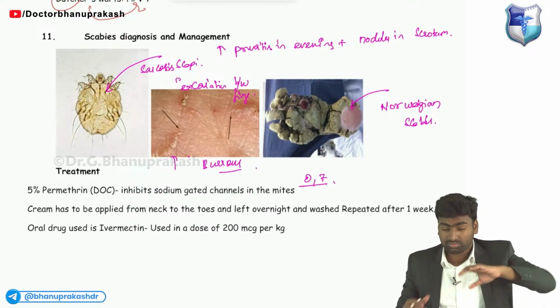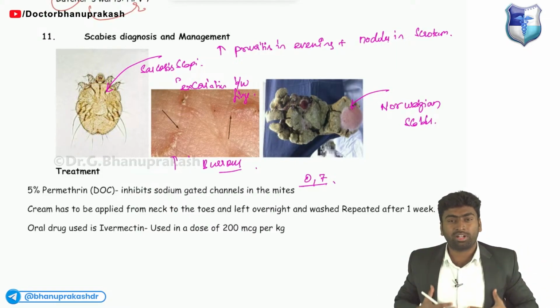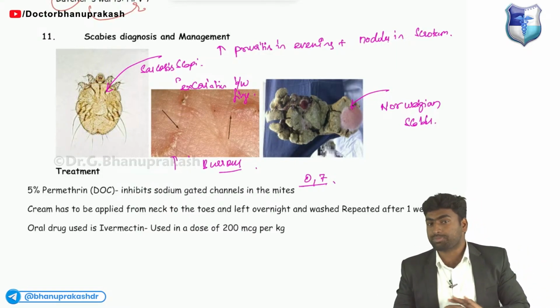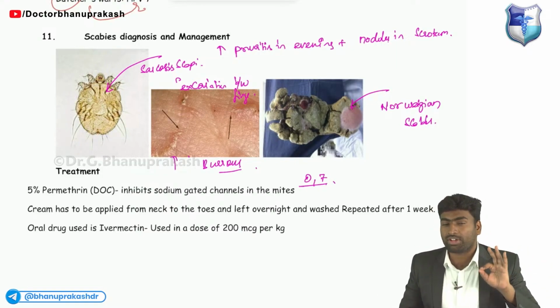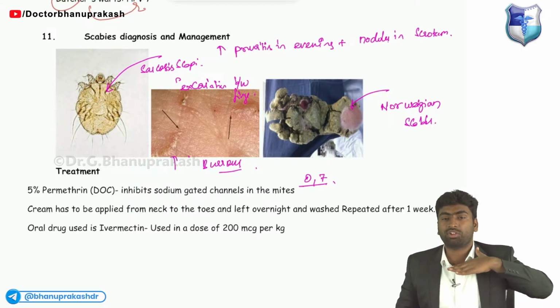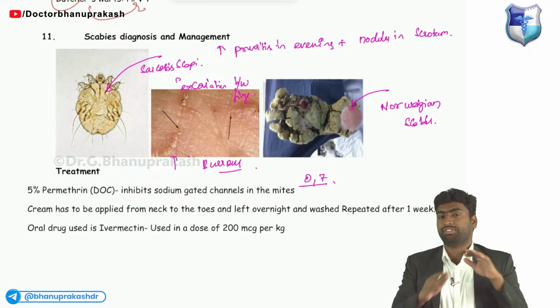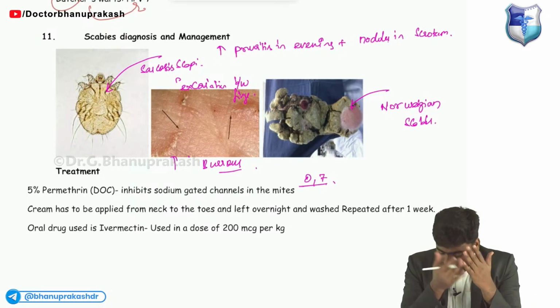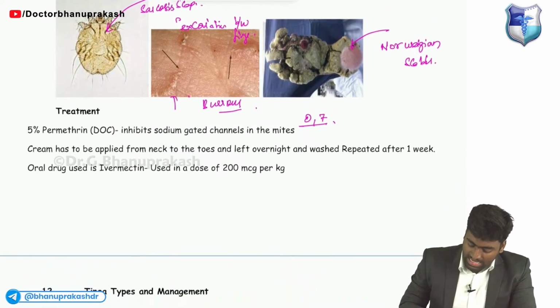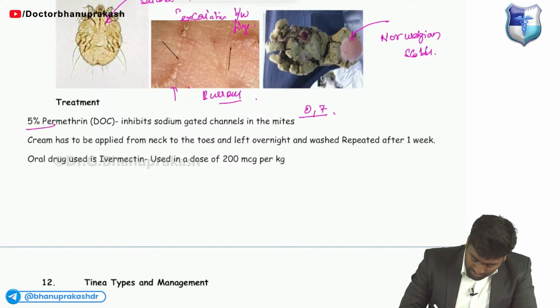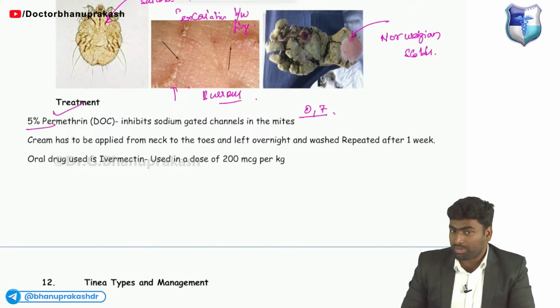Then just pour and apply all over the body during your night, and once you wake up, just bathe. Okay, this is how the application of 5% permethrin is done. If it is a child, we won't tell them to apply over the face until 12 years, and after that, if it is an adult, we can tell them to even apply around the face.